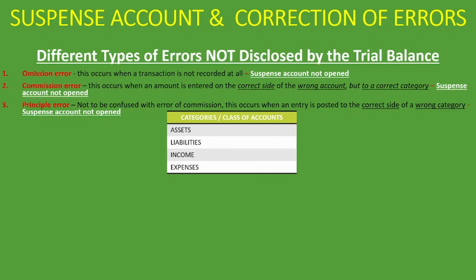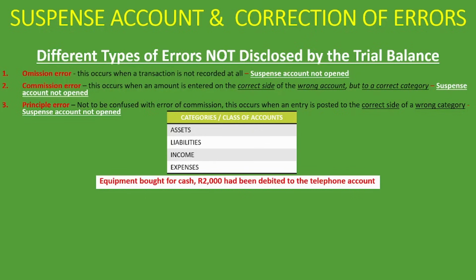So let's use a practical example where you can see equipment bought for cash, 2,000 Rand, had been debited to the telephone account. What I'd encourage you to do here is to pause the video, attempt it on your own, or try and figure out in your head what is happening here and which error you're dealing with, and then you can continue with the video.